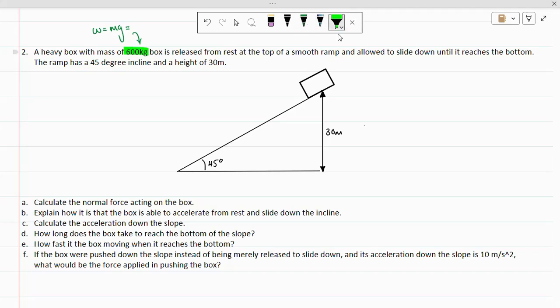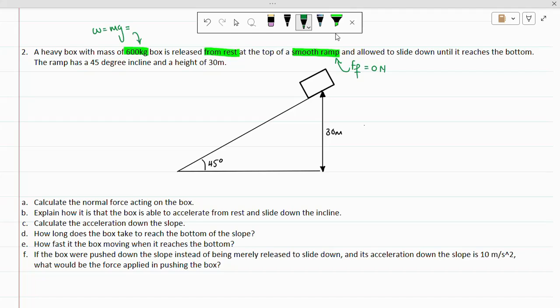Is released from rest. This might be important. At the top of a smooth ramp. So smooth ramp tells us that this is frictionless. So the force of friction is equal to 0 newtons. And allowed to slide down until it reaches the bottom. The ramp has a 45-degree incline and a height of 30 meters.